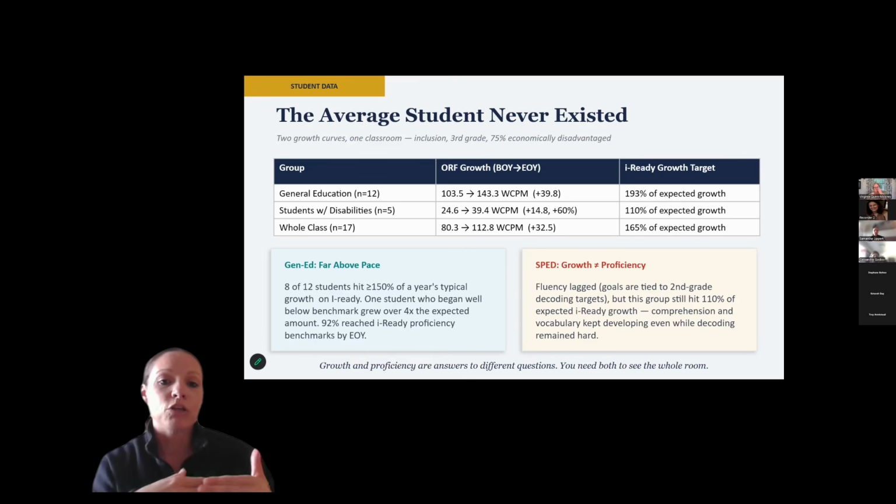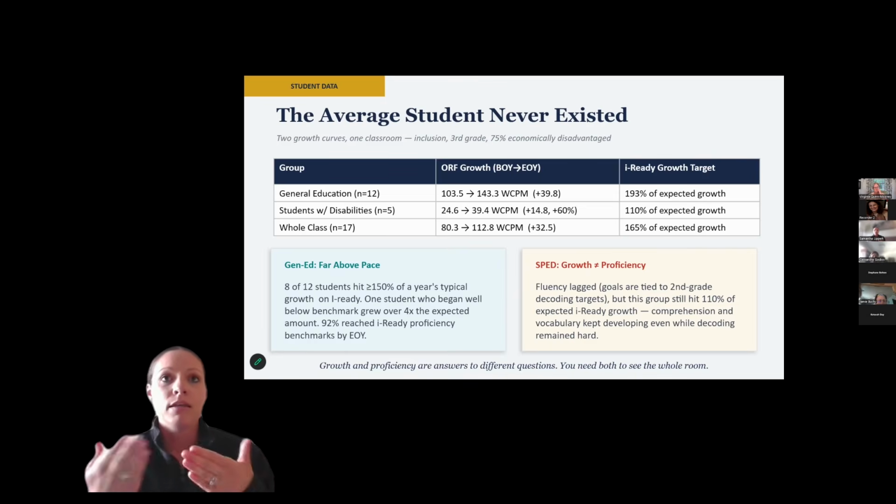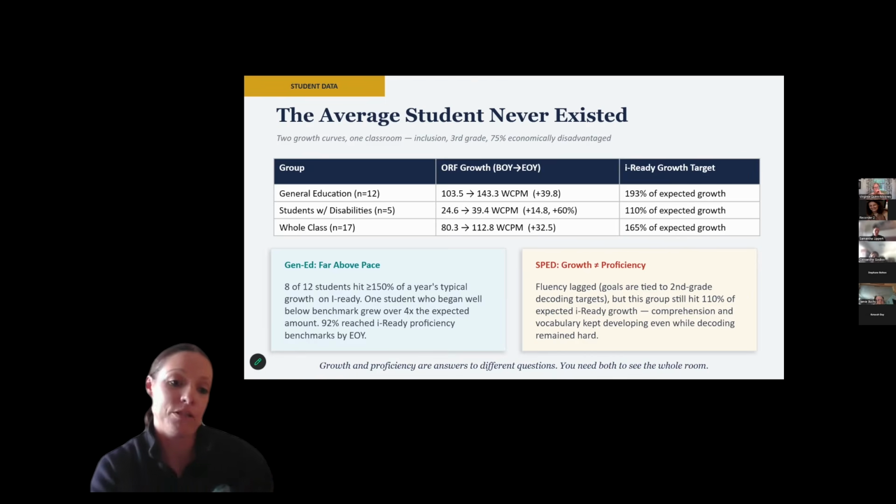And if I looked at just my special ed students' words per minute gain, you would think that they didn't really learn a lot this year. But then when you look at their iReady and they grew 110% of their expected growth, it shows that they really did have a lot of growth, even though they're not at that same bar as my Gen Ed group was.